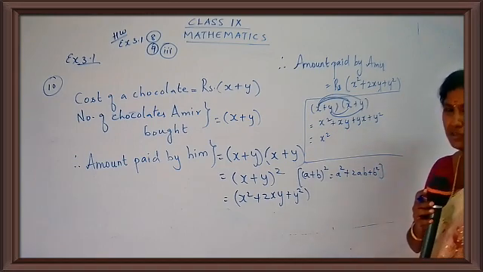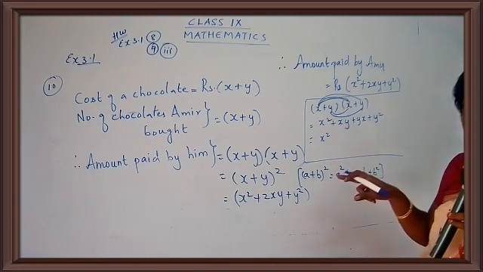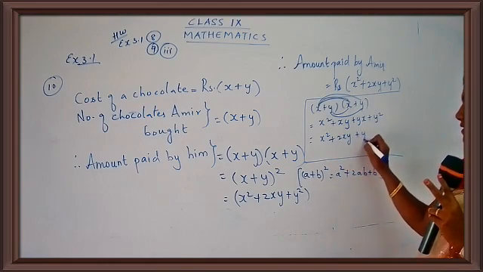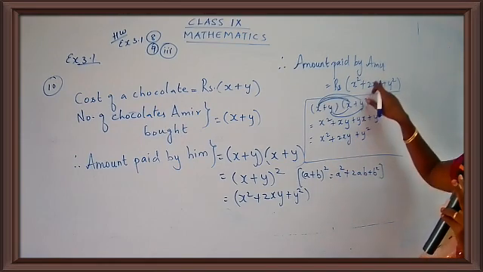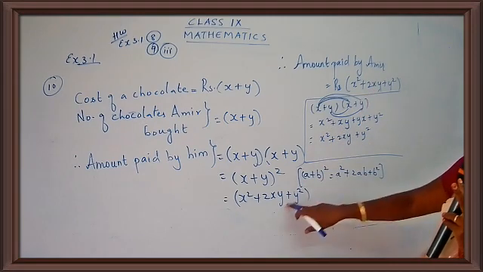This is yx. So yx and xy is one and the same. 2 3s are 6, 3 2s are 6. So you can just write down in any order. So xy plus xy. How many xy's are there? 2 xy's are there. Plus y square. I am getting the same answer. See? X square plus 2xy plus y square.